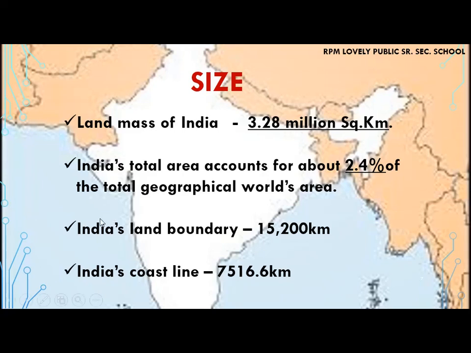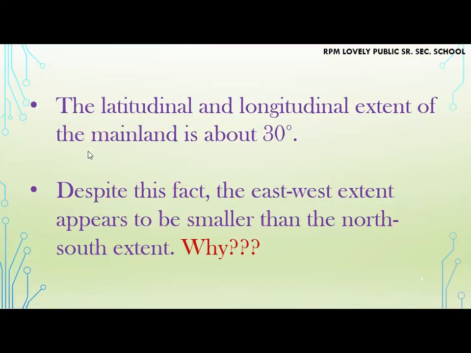Students, India's land boundary is around 15,200 km. Just check the land boundary with the cursor. And India's coastline is around 7,516.6 km. I hope you have noticed the coastline and the land boundary of our country. The latitudinal and longitudinal extent of the mainland is about 30 degree.